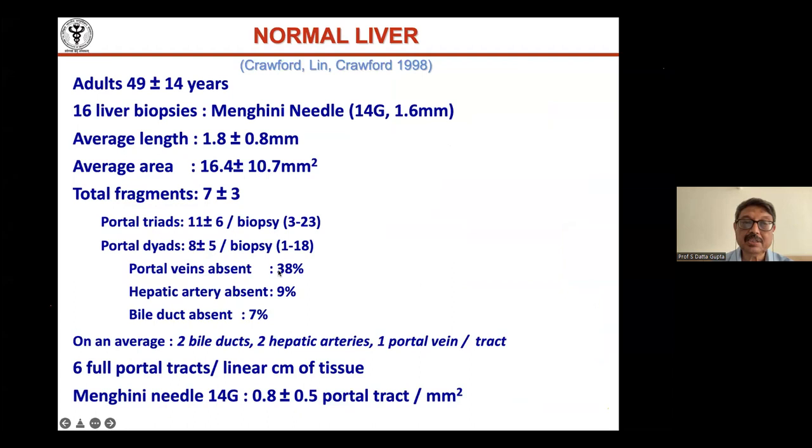But the important thing of noting this is that in NCPF also you don't see portal veins. Therefore, the clinical findings are very important before you interpret. And just because you don't see it in one portal tract, you don't make a diagnosis of NCPF. The hepatic artery may be absent in some, and bile duct may be absent in others. So this is the liver parenchyma.